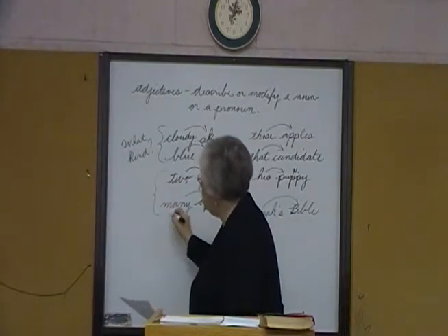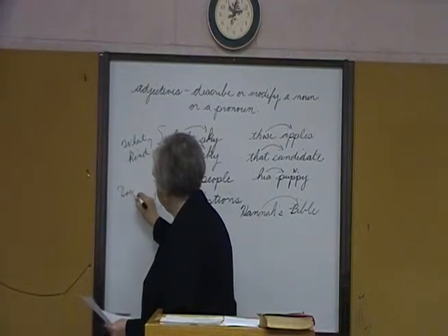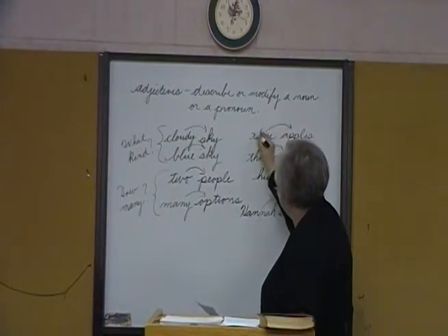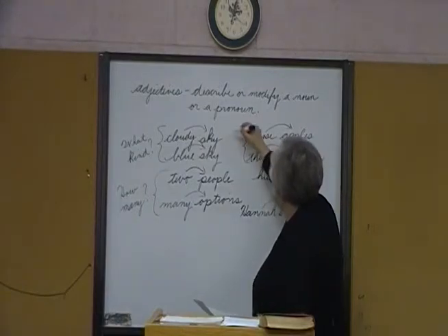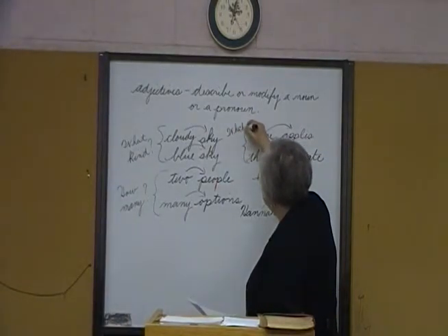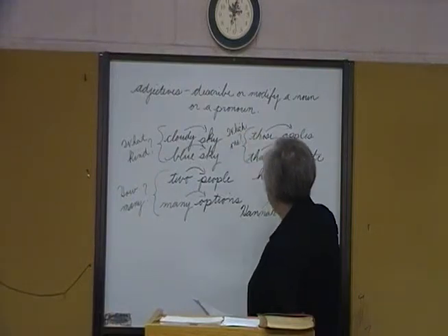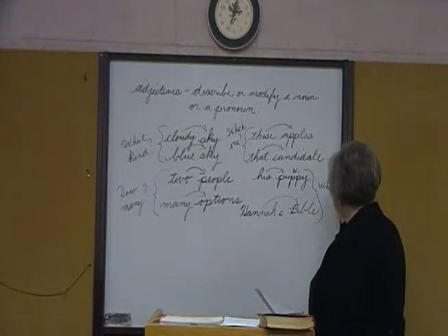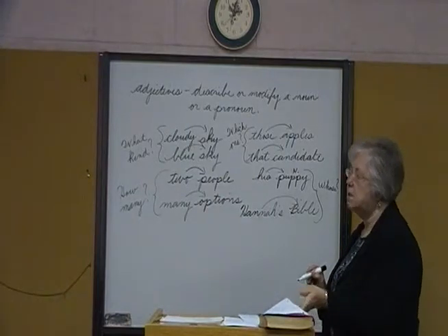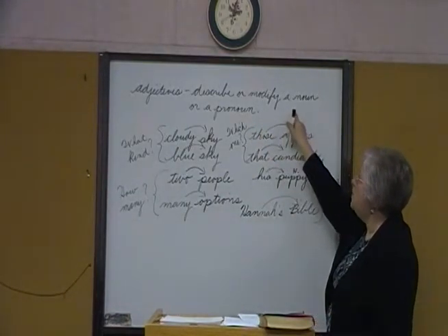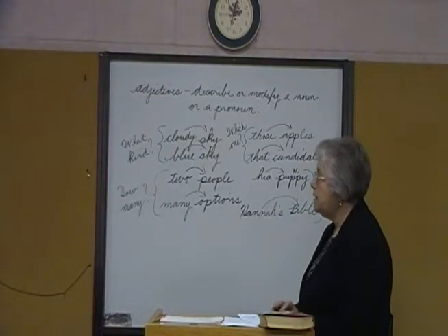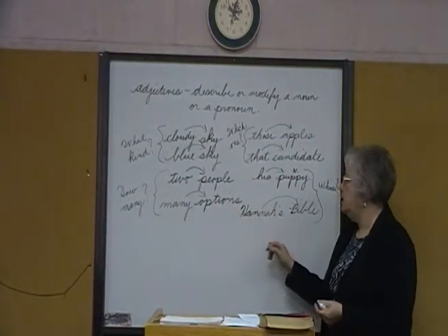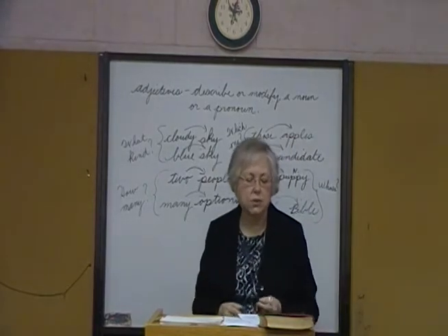All right. These answer the questions, how many? These 2 answer the question, which one? And these answer the question, whose? Adjectives. Adjectives are words that describe or modify a noun or a pronoun. Adjectives can answer one of the 4 questions. What kind, how many, which one, and whose. So adjectives make our writing interesting.